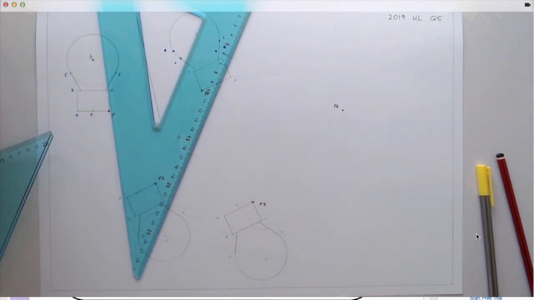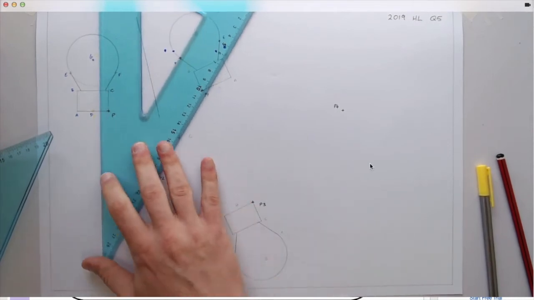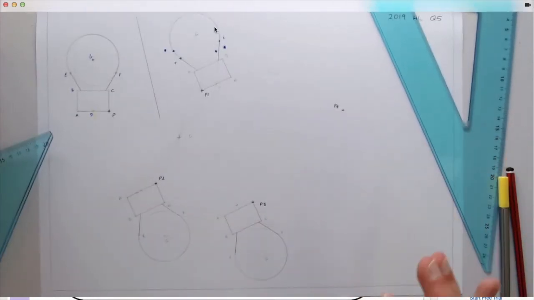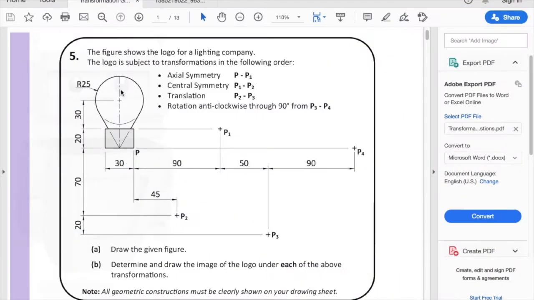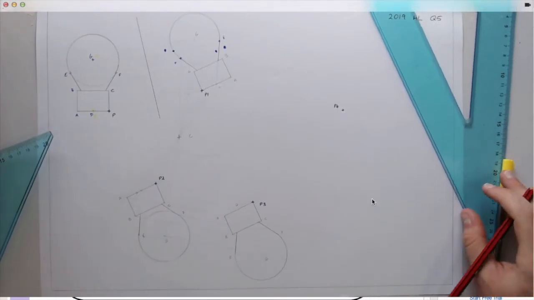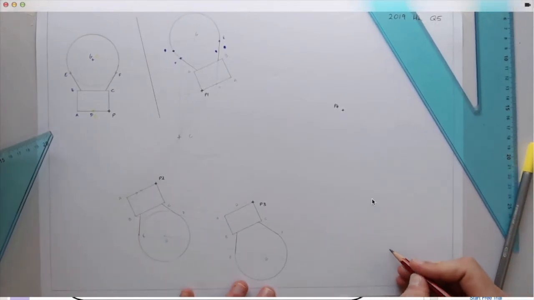Okay, so we're doing pretty well. It's deformed a little bit, but not too much. Then the last thing that we need to do is we want to put in our last one. So rotation anti-clockwise through 90 degrees from P3 to P4. So we're looking for going 90 degrees. So what I'll do is, on my sheet, I'll draw in my triangle as I've done before.